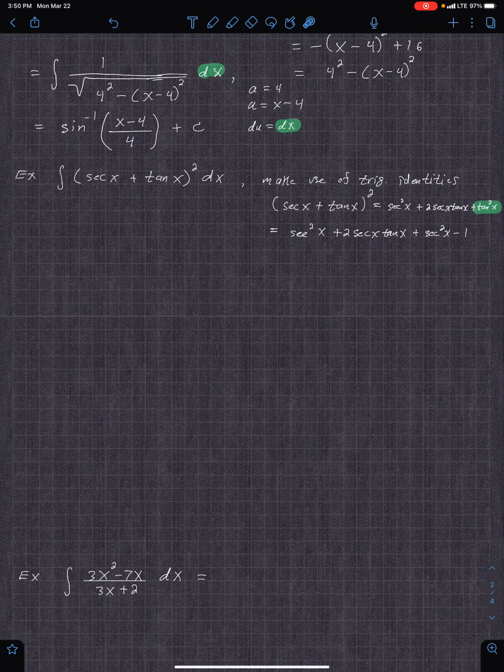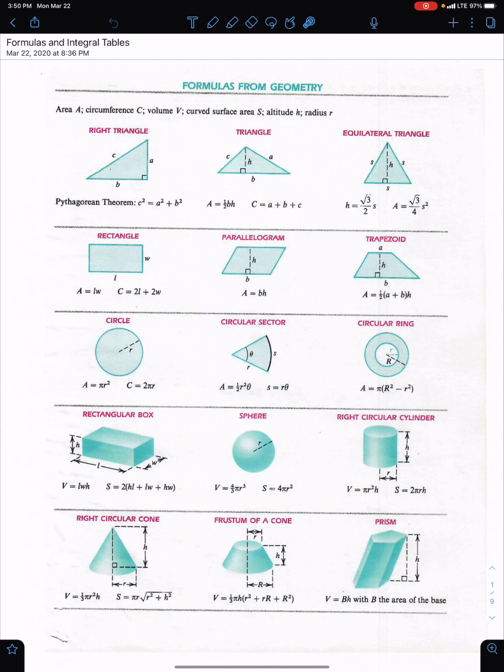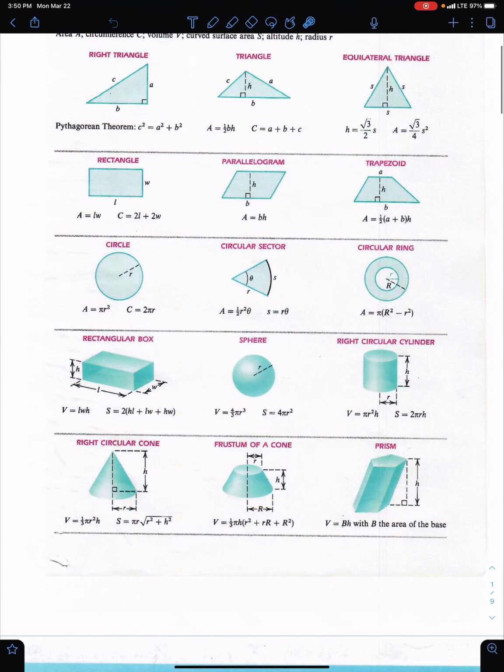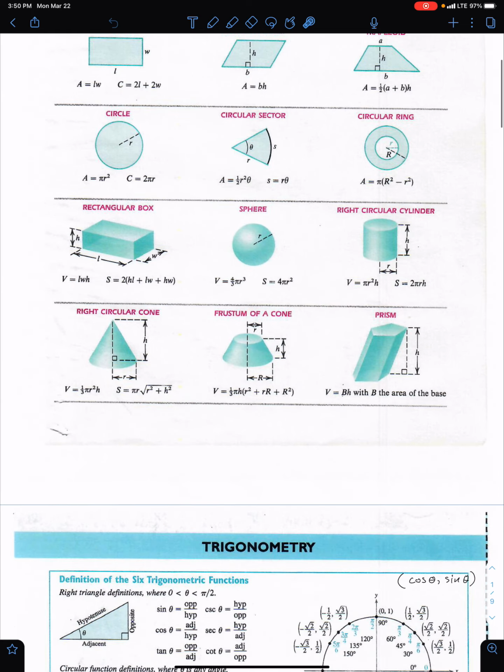And I also wanted to mention, while I'm thinking of it, in the Files menu on Canvas, you'll find a Formulas and Tables file. I'm going to rename it to say Formulas and Integral Tables. It looks like this. I'm going to rename it though. It's Formulas and Integral Tables, which also has derivatives too, but I like this one that's formatted. It has all the geometry here.